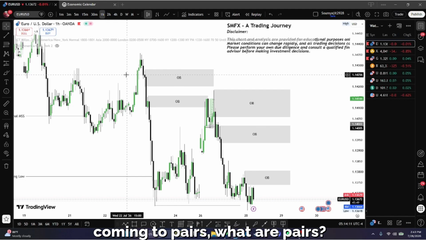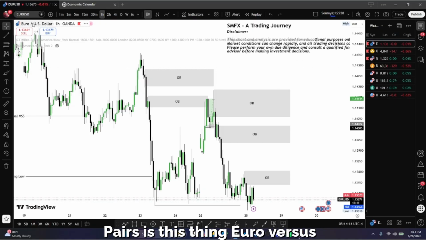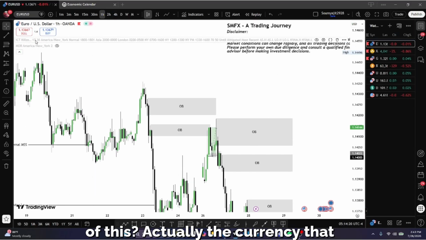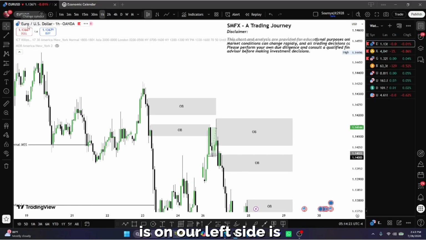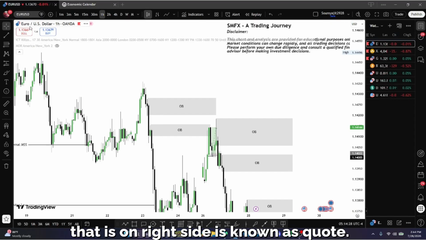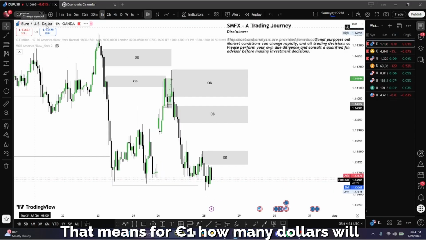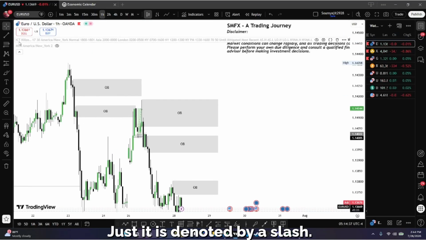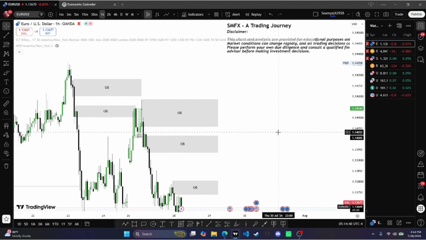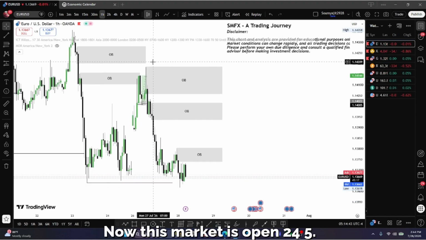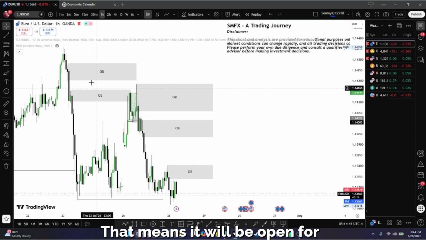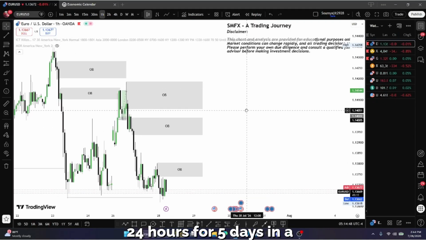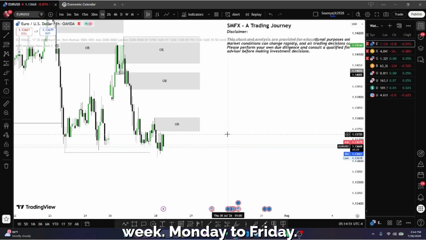Now coming to pairs. What are pairs? Pairs look like this: Euro versus USD. What is the use of this? The currency on the left side is known as the base, and the one on the right side is known as the quote. That means for 1 euro, how many dollars will you get? It is denoted by a slash. Now, this market is open 24/5. That means it is open 24 hours a day, 5 days a week, Monday to Friday.